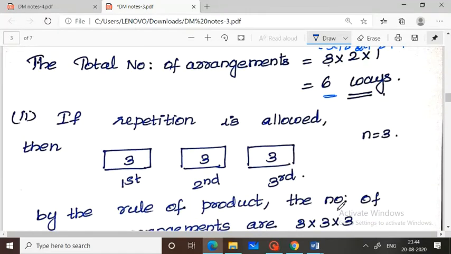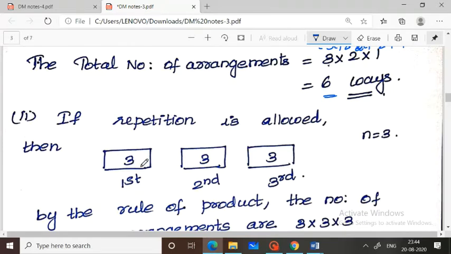Now, coming to the second part, if the repetition is allowed here, how many letters do I have here? Three letters. So, as usual, by the rule of product, I can say the first position can be filled in 3 ways.